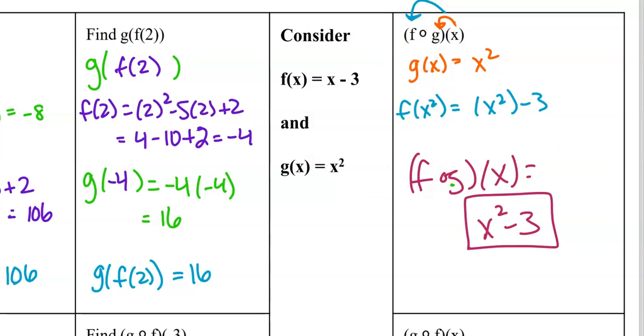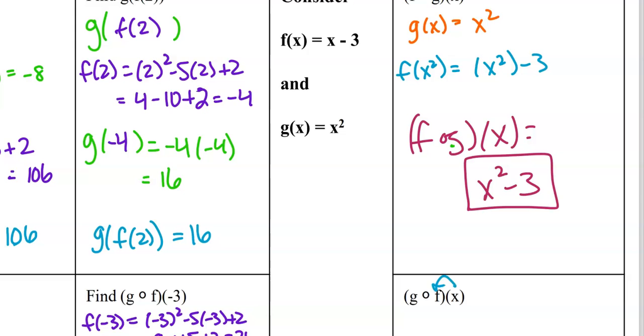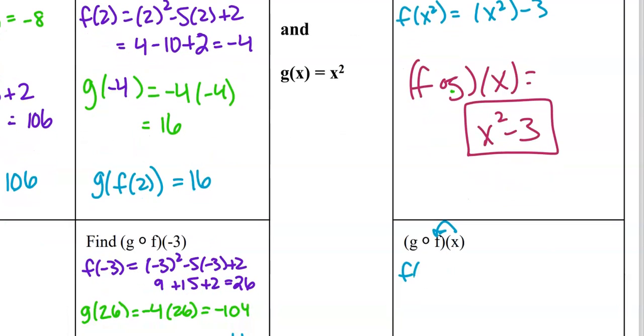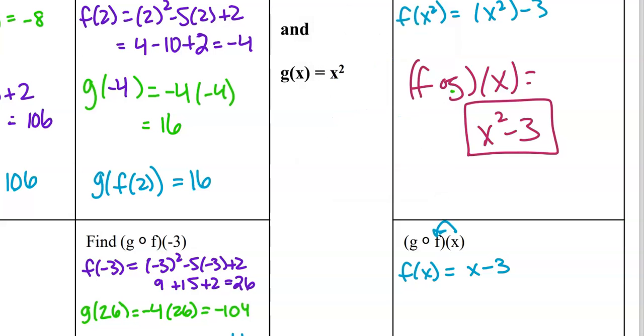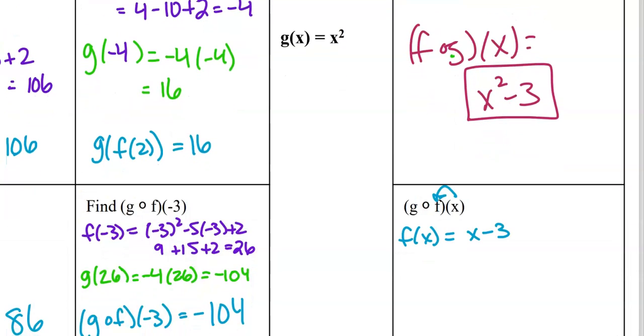Oh, yeah, it is. So this time, take x and plug it into f. So I have f of x, which is still just going to be x minus 3, right? And now we're going to take all of that. What color did I use? Orange. Now we're going to take all of that and plug that into g. So wherever I see an x, it's now going to be an x minus 3. So instead of x squared, what's it going to be? X minus 3 squared.